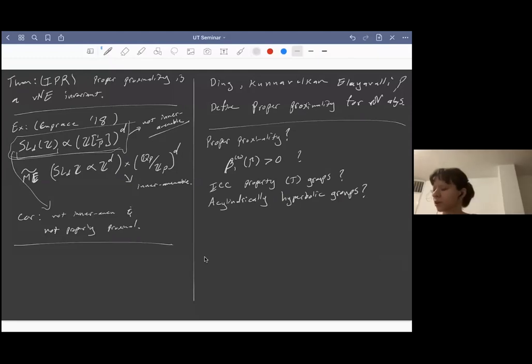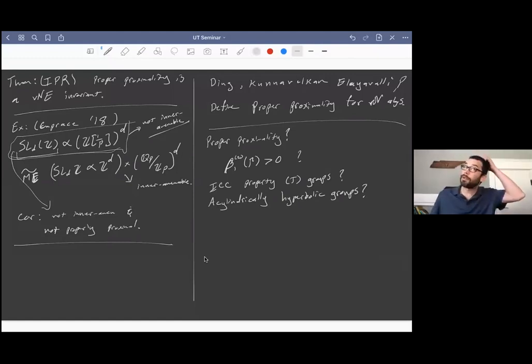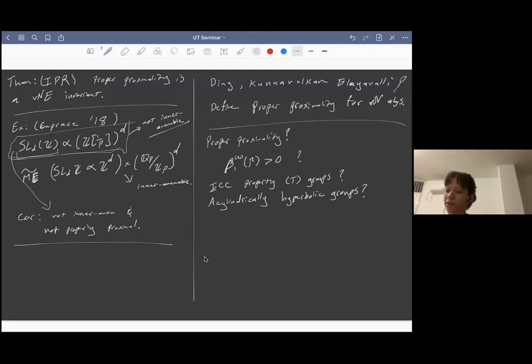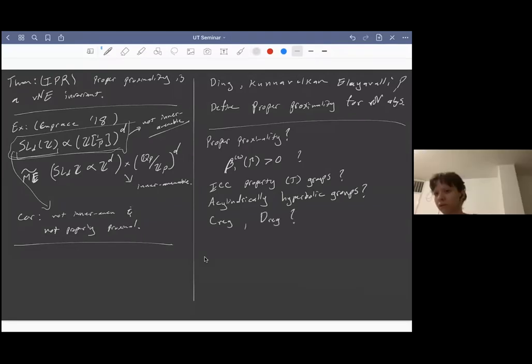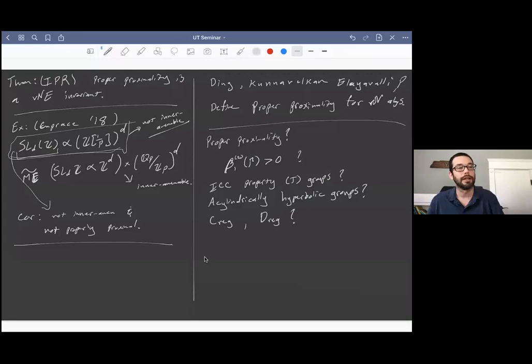I have also one question. Could it be possible that, for example, groups with non-trivial second bounded cohomology, with L2 coefficients, are properly proximal? I just meant that many of your examples have in some sense negative curvature, and I was just wondering. Yeah, that could be possible. These are also unclear.